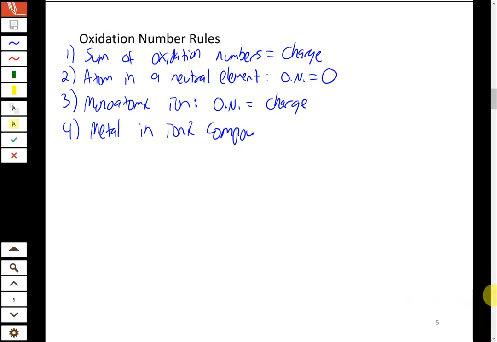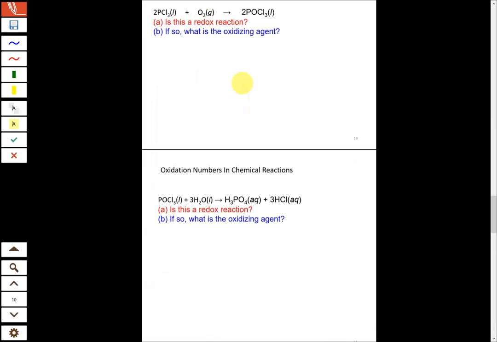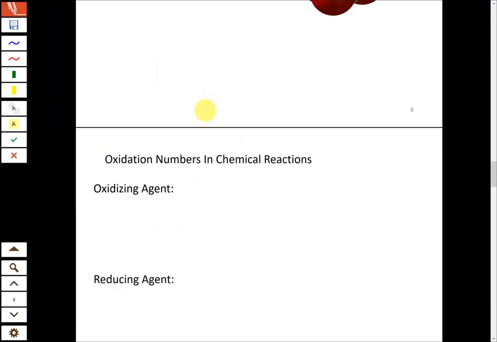All right, so we're talking about oxidation number rules, and if you have a metal in an ionic compound, either the ion by itself, the oxidation number is equal to the charge, or if the metal's in an ionic compound, then you're going to have... that got all messed up, so I'm having all kinds of struggles today, but we're getting there.